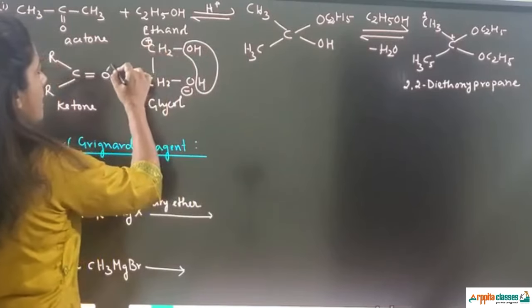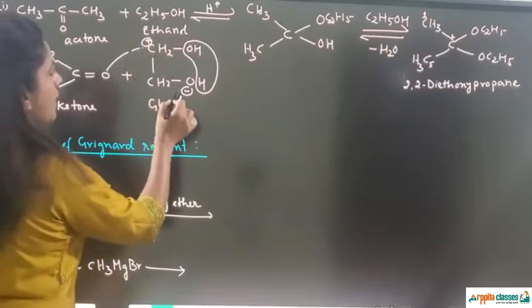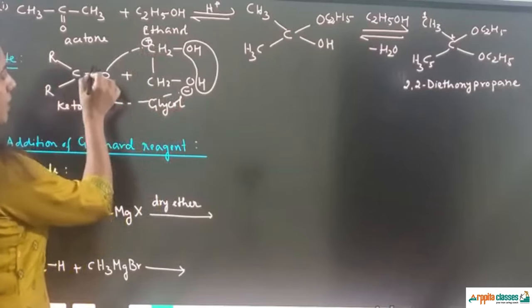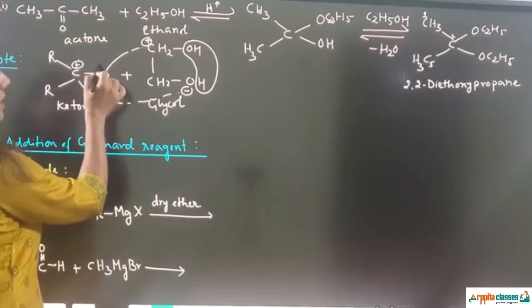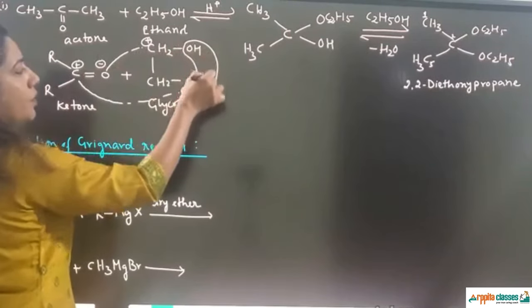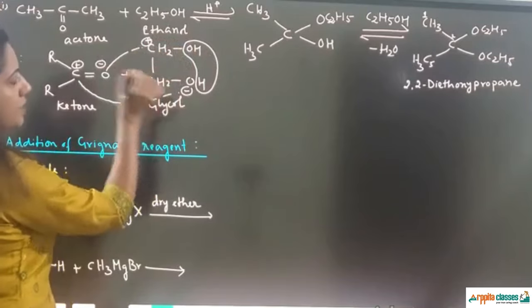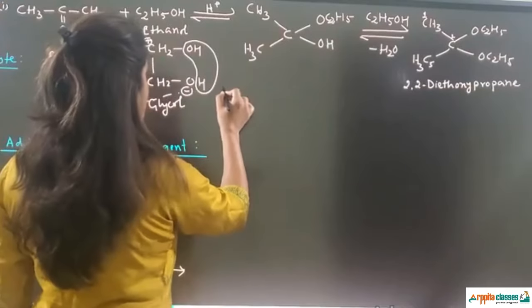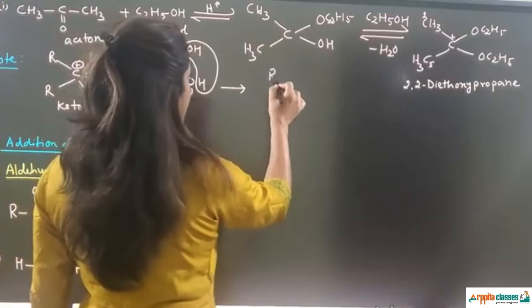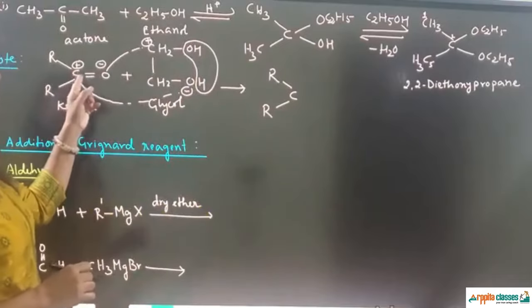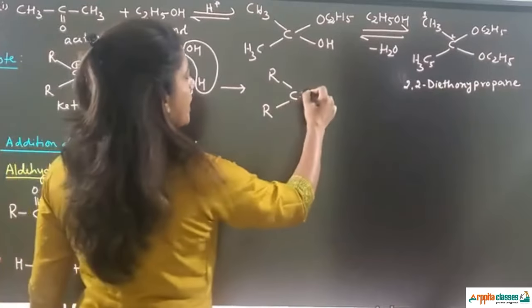So with this plus, the minus will get attached, and with this carbon, which is plus, the minus will get attached. You understand that this is plus and this is minus, and here after H2O is removed, this is plus and this part is minus. So what is the product you see? First I will write R, C, R like this. Now these two bonds will open like this.